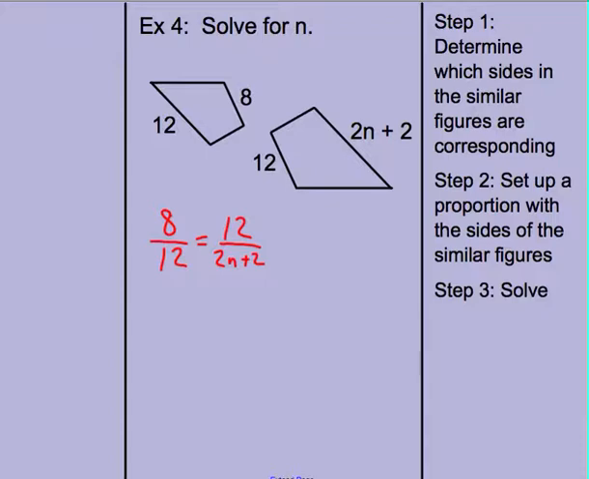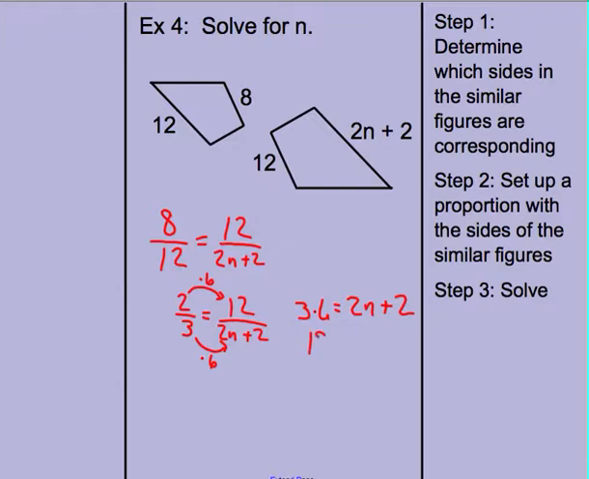I'm noticing that 8 and 12, my first ratio, have a common factor, so before I flip it, I'm going to divide both of them by 4. 8 divided by 4 is 2, and 12 divided by 4 is 3. Since I did that, I now have that relationship. 2 times 6 equals 12, so 3 times 6 equals 2n plus 2. That way I can solve without having to mess with the denominators.